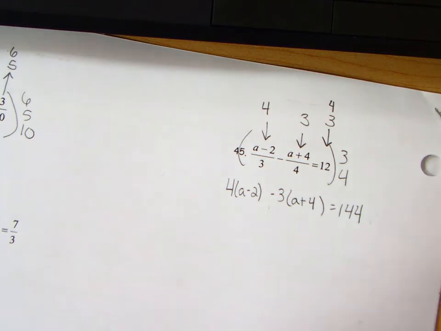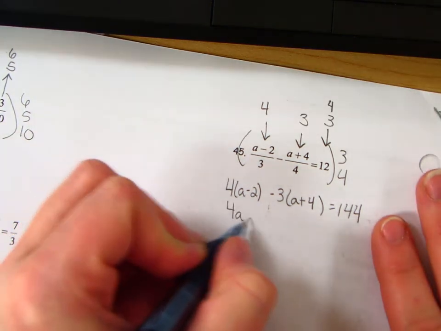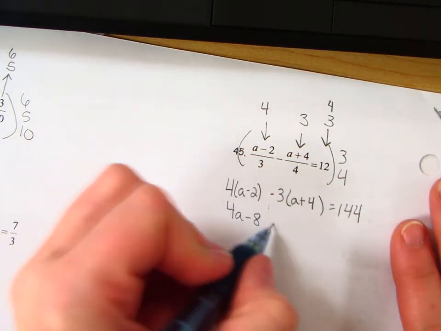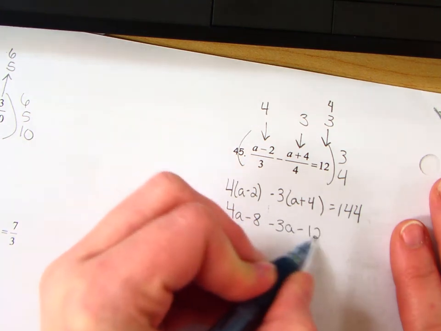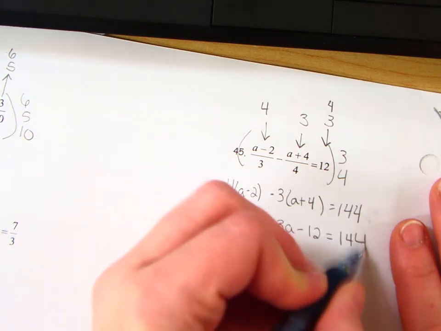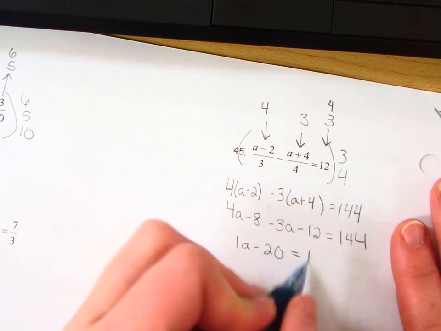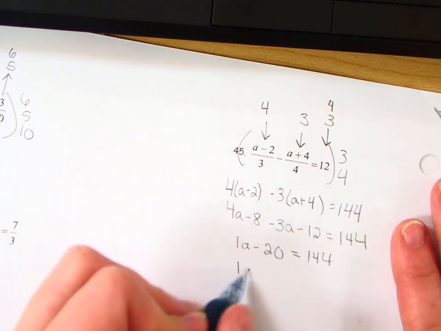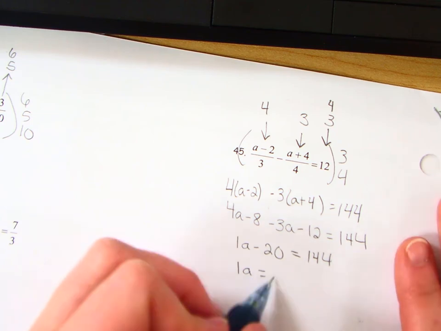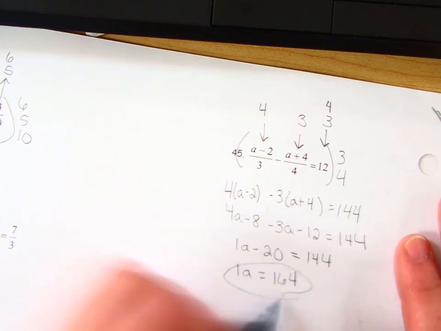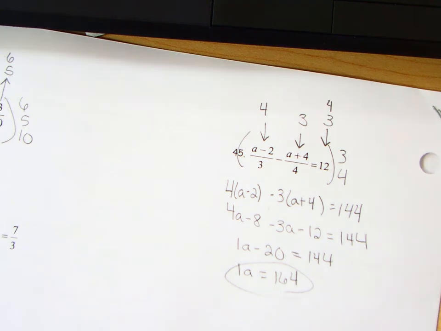Distribute in a 4, so you get 4a minus 8. Distribute in a negative 3, so you get negative 3a minus 12. You get 1a minus 20. And that's 1a equals, let's see, when you add 20, 164. You can divide by 1, but you're going to end up with 164. Good, that's correct. I have my answer key beside me.